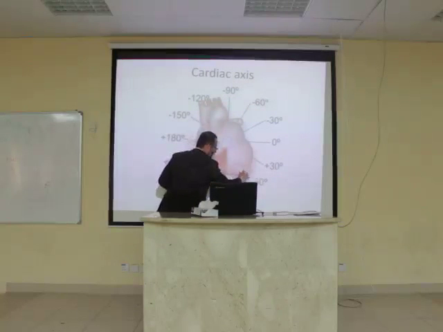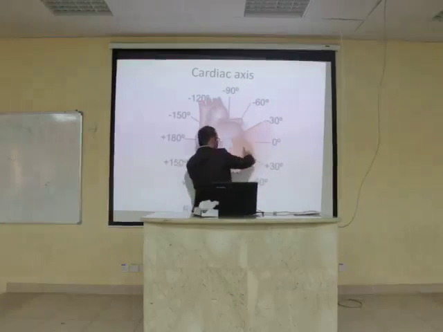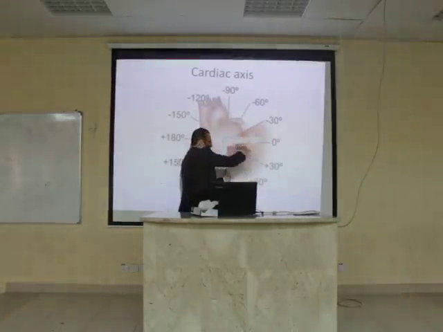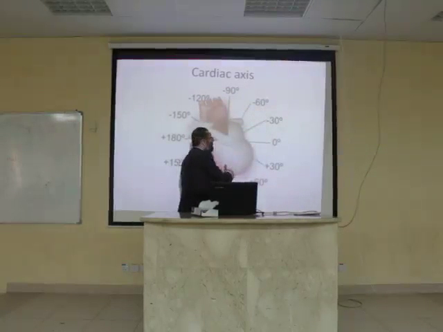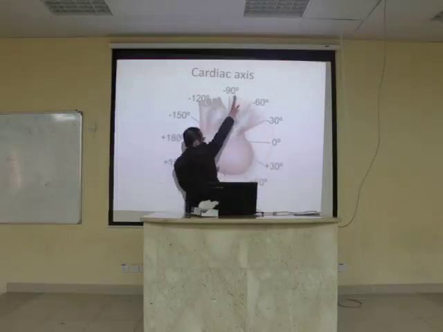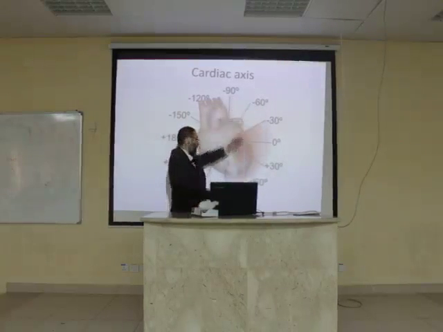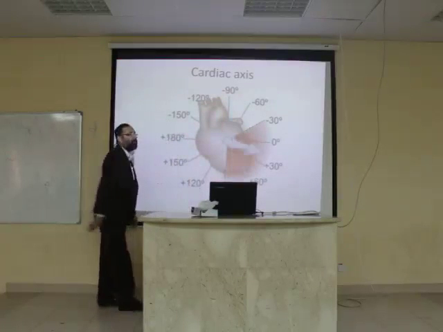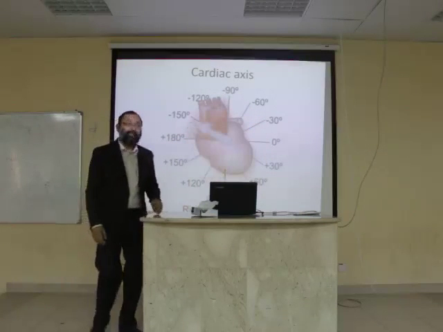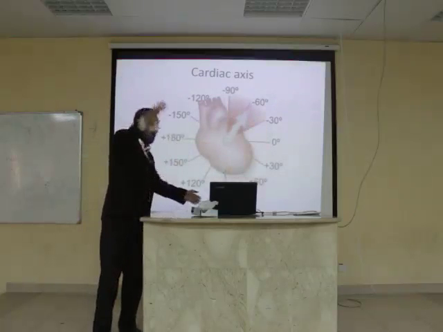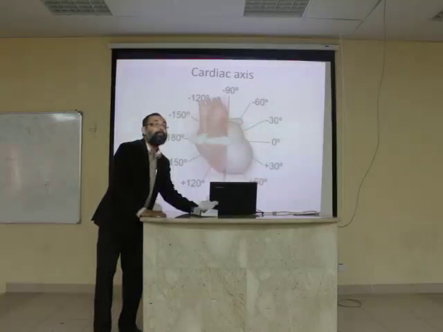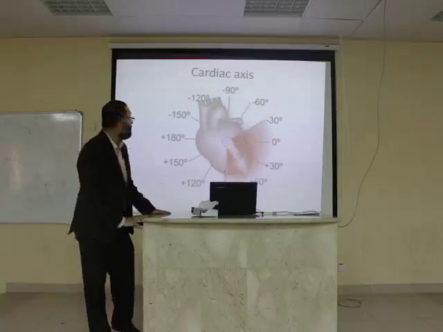Normal axis is even between 30 and 60 degrees. This could be the range of normal axis. From here to here, you can have the normal axis. But if it is moving like this, your net direction is changing, it's abnormal. It is called left axis deviation. And if it is moving in this direction, you will call it right axis deviation, which is seen in different diseases.